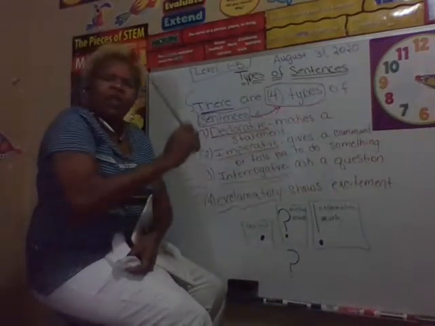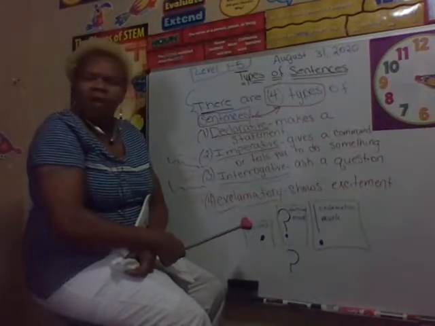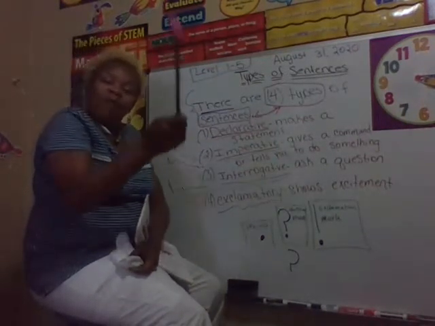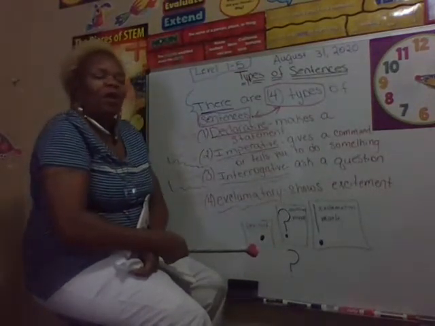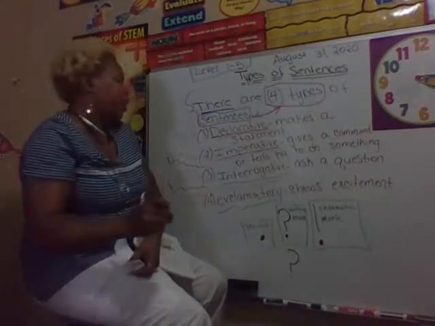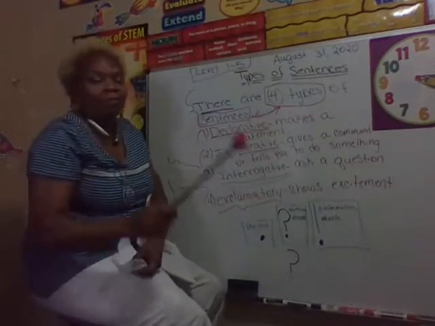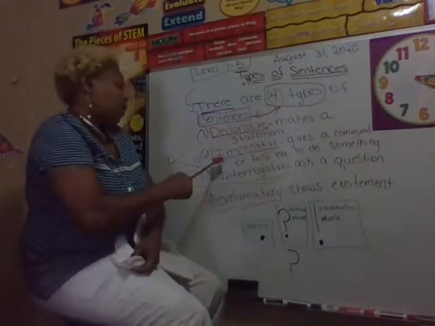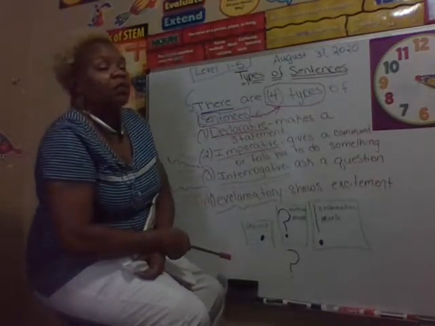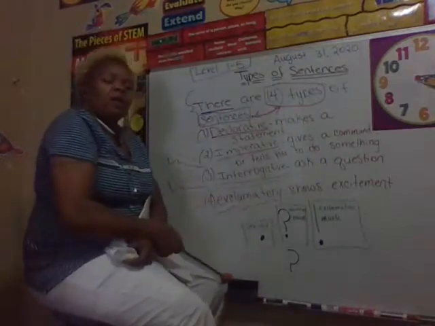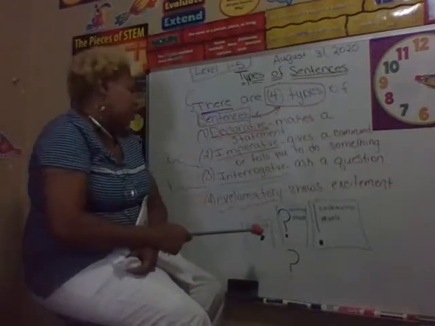What part of speech shows action? A verb. Action verbs have action in them. So, imperative sentence shows action. Just remember that. Imperative sentences, they work just like a verb. They show some action. Remember that, and you'll go a long, long way.